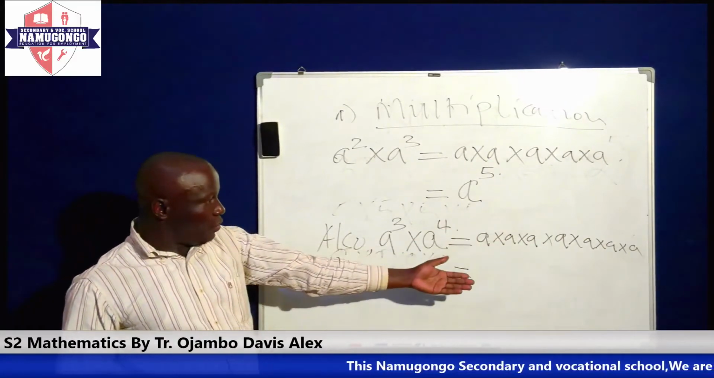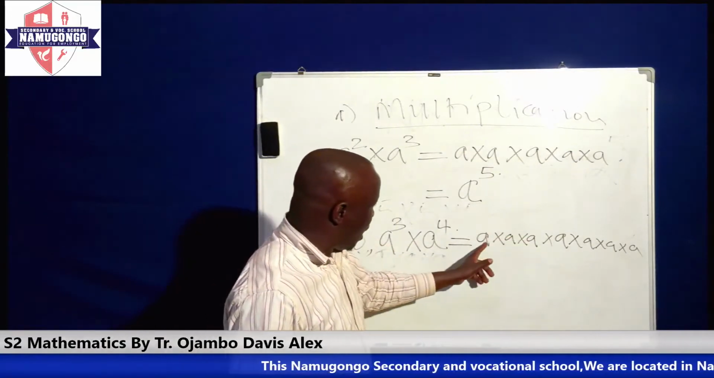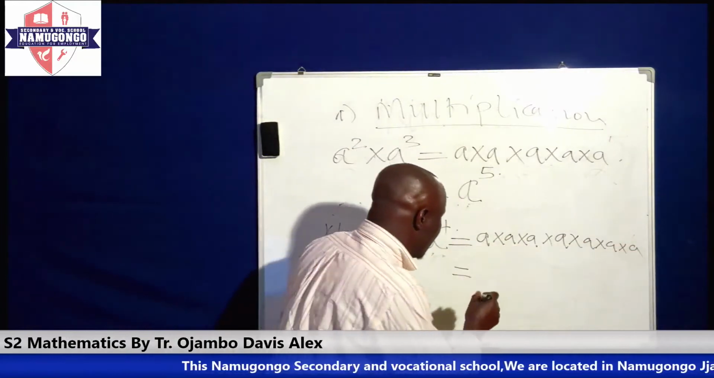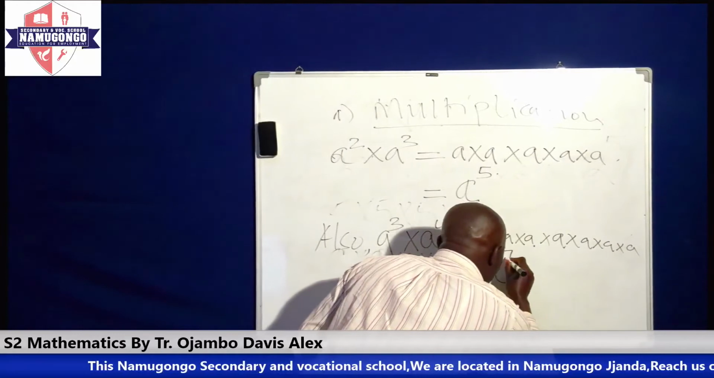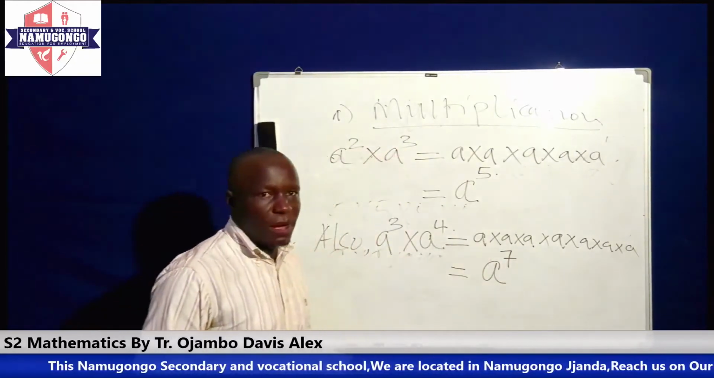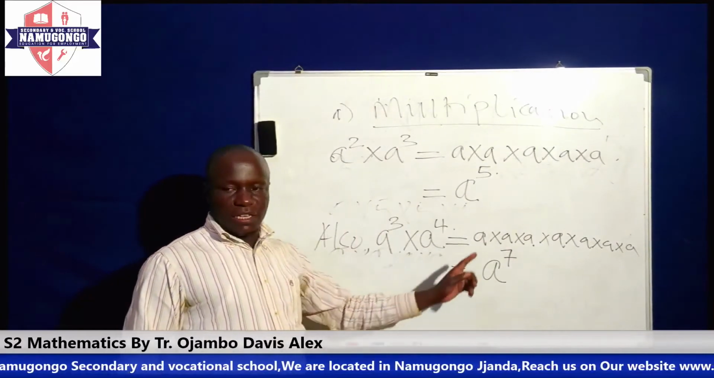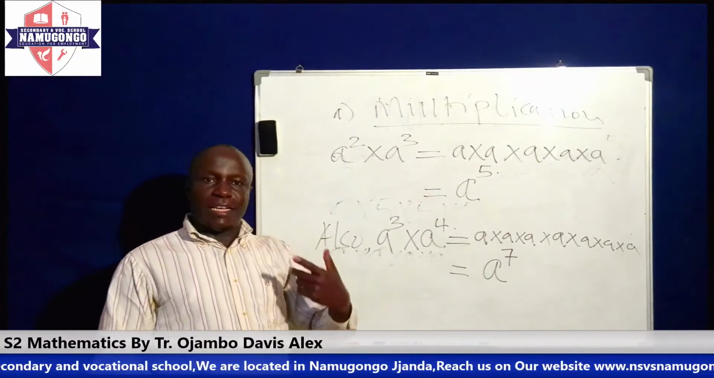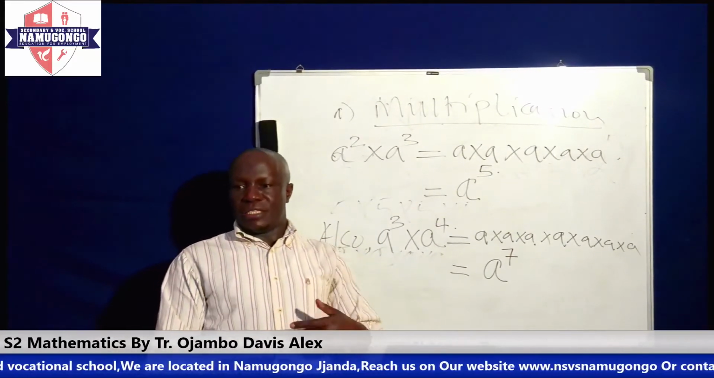Then from here, you are going to count the number of times a has been multiplied by itself: 1, 2, 3, 4, 5, 6, 7. So realize that a has been multiplied by itself 7 times, and that can be written as a raised to the power of 7, where a is the base and 7 is the power. That's why we define an index as the number of times the base has been multiplied by itself.